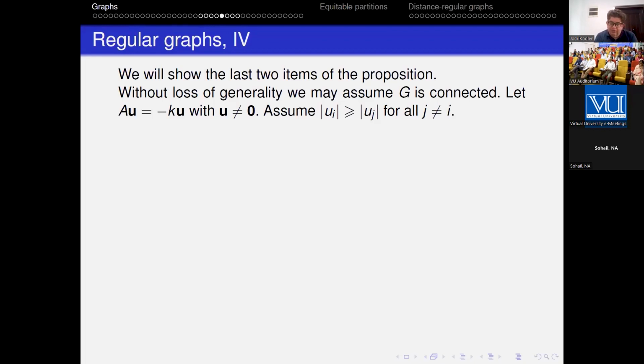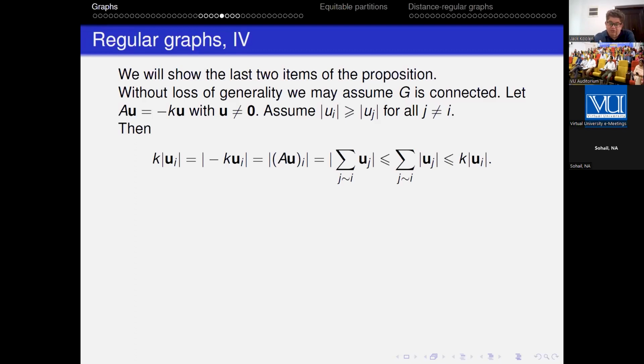And we first do it for when T is connected. Then we have to show that the multiplicity of minus K is at most 1. Yes. And if it's 1, then it is bipartite. So now we assume that A times U is minus K times U, with U not 0. And I assume that the absolute value of Ui is greater or equal to the absolute value of Uj for all j not equal to i. That is, Ui in absolute value is the largest of everything.